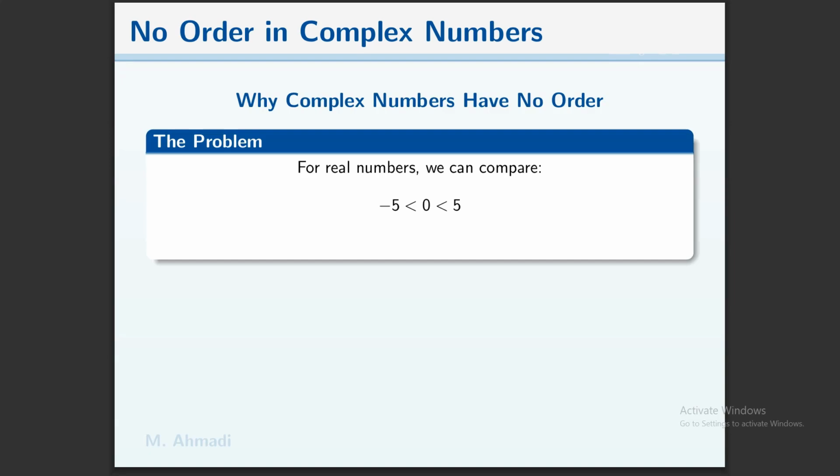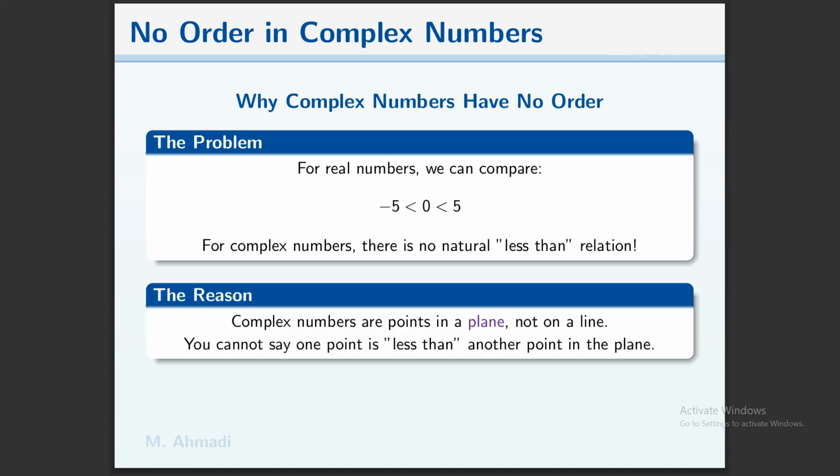Why do complex numbers have no order? For real numbers, we can compare: minus 5 is less than 0 and 0 is less than 5. For complex numbers, there is no natural less than relation. Complex numbers are points in a plane, not on a line. You cannot say one point is less than another point in the plane. The complex plane is two-dimensional.